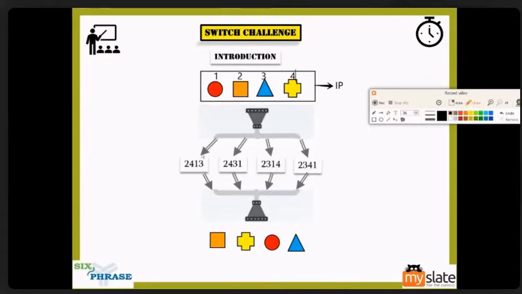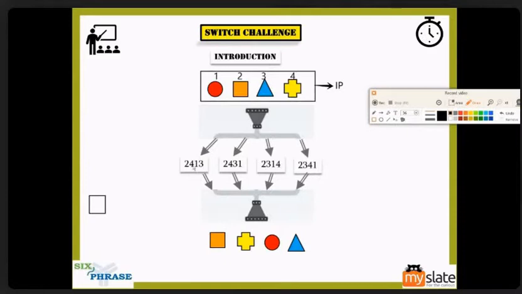Okay, so according to this logic, if it switches through 2, 4, 1, 3, the output will be like this. The square which is in the second position will come to the first position because it says 2 in the first position, right? So what will be in the second position? Whatever was in the fourth position in the input will come to the second position in the output. Okay, so that is why we have 4 in the second position here.